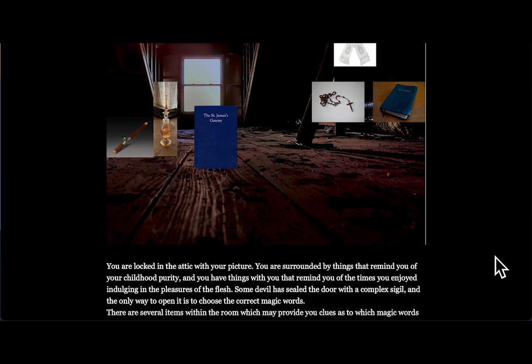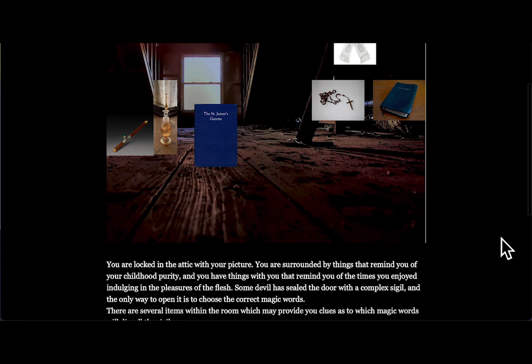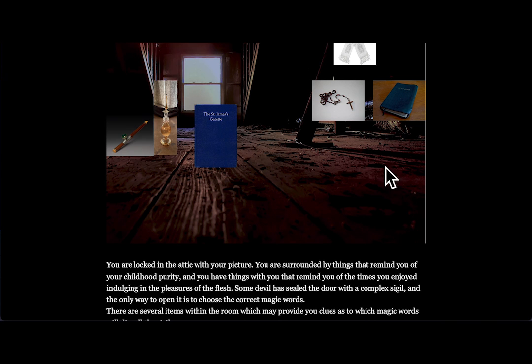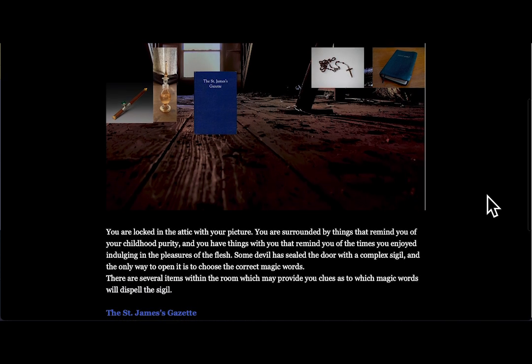Using my Twine game, Escape Room, The Picture of Dorian Gray, we can see that some substantial knowledge of the novel would be necessary in order to advance the narrative presented. You are locked in the attic with your picture. You are surrounded by things that remind you of your childhood purity, and you have things with you that remind you of the times you enjoyed indulging in the pleasures of the flesh. Some devil has sealed the door with a complex sigil, and the only way to open it is to choose the correct magic words. There are several items within the room which may provide you clues as to which magic words will dispel the sigil.